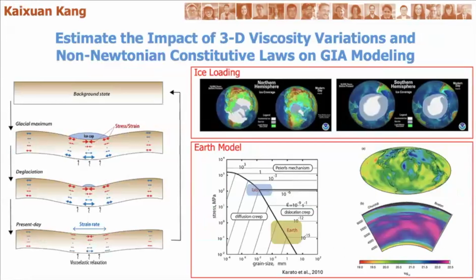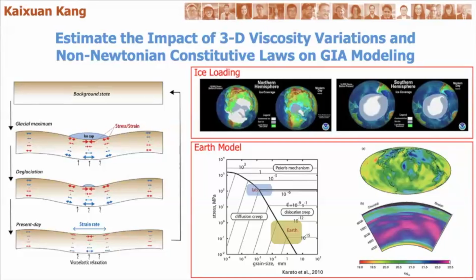Okay, we're very close to the end of the discussion hour, so I will try to finish in 5 minutes. My work is mostly focused on estimating the impact of 3D viscosity variations and non-Newtonian rheology on GIA modeling. As we all know, the Earth's mantle behaves as a viscous fluid at very long time scales, like in mantle convection modeling.